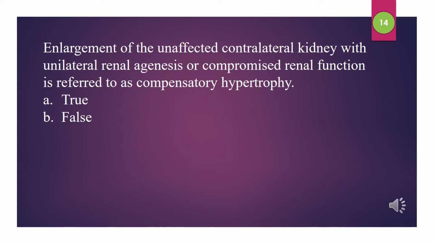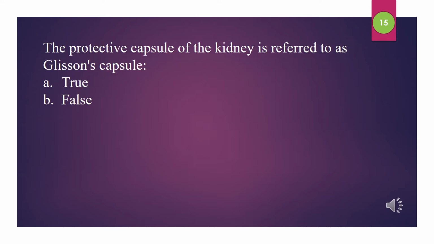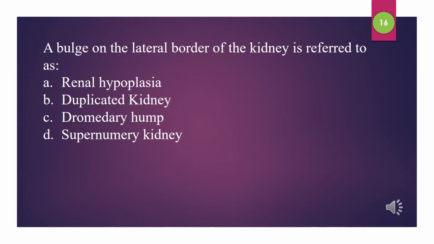True or false? Enlargement of the unaffected contralateral kidney with unilateral renal agenesis, or compromised renal function is referred to as compensatory hypertrophy. True. The protective capsule of the kidney is referred to as Glisson's capsule. True or false? False. A bulge on the lateral border of the kidney is referred to as A. Renal hypoplasia. B. Duplicated kidney. C. Dromedary hump. D. Supernumerary kidney. The answer is C. Dromedary hump.